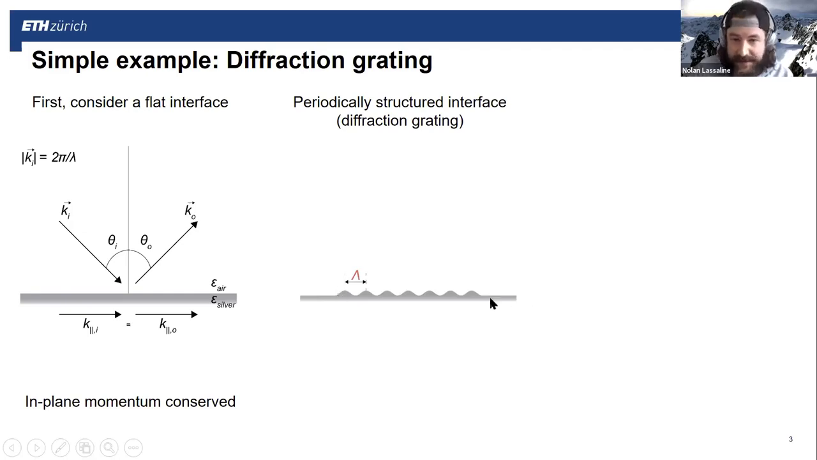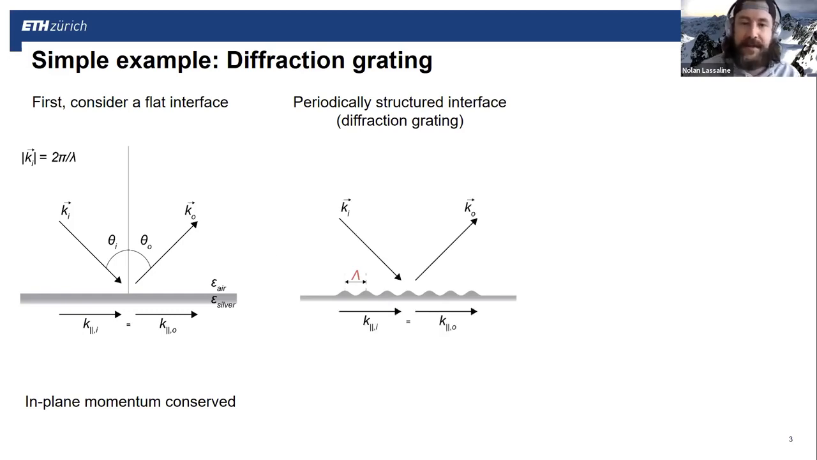So instead of having this flat surface, we now have some periodic structure with a period given by this parameter lambda. And if we shine light on such a surface, part of that light will reflect, similar to what we had in this case on the left with the mirror. But in addition to that, what we can also say is that this diffraction grating provides in-plane momentum upon diffraction of the light from the grating.